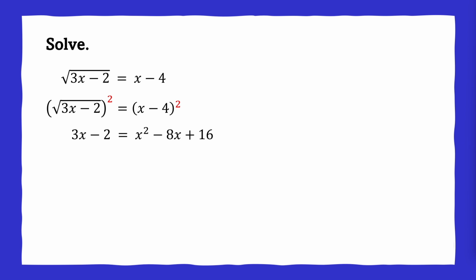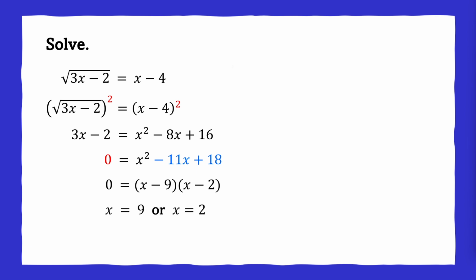Rearrange the equation into standard quadratic form by moving all terms to one side. We want the leading term x squared to be positive, so subtract 3x and add 2 to both sides. This sets the equation equal to 0. The quadratic expression can then be factored into (x minus 9)(x minus 2). Using the zero property, we find two potential solutions, x equals 9 and x equals 2.